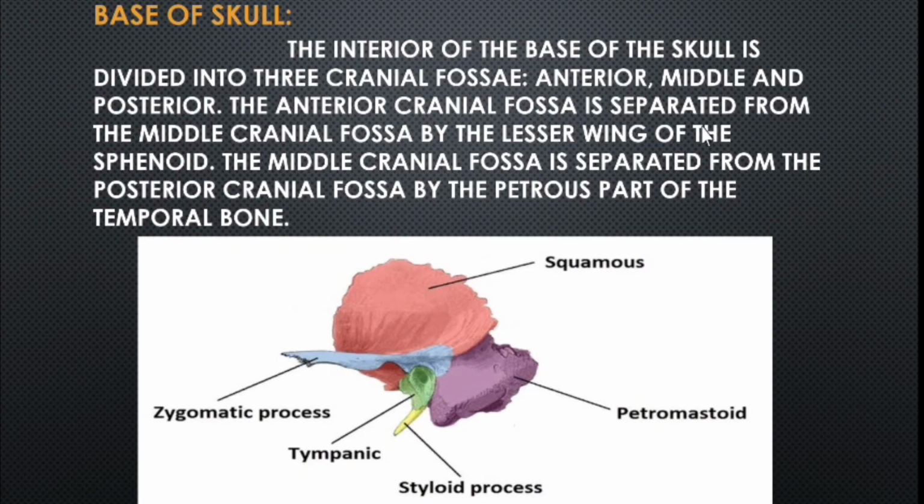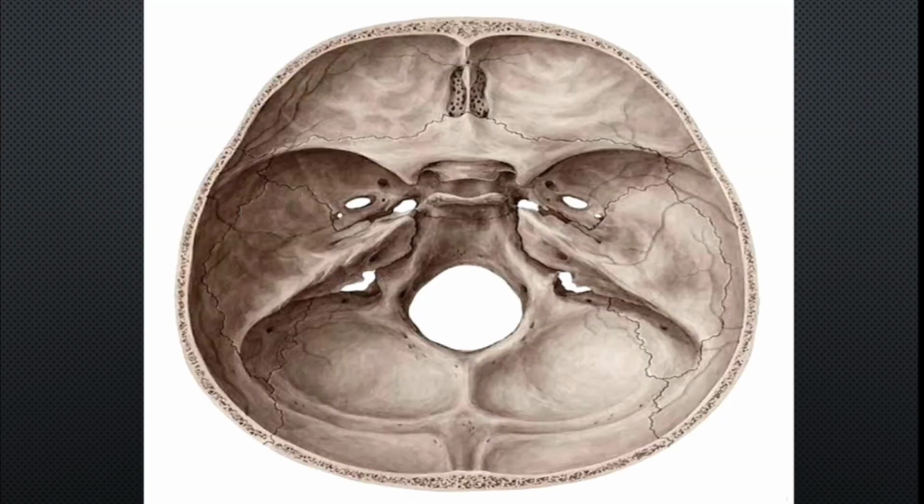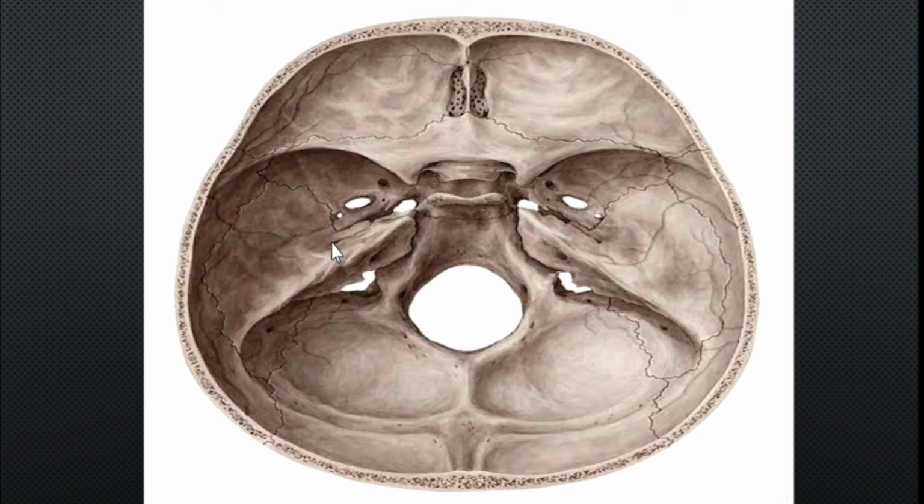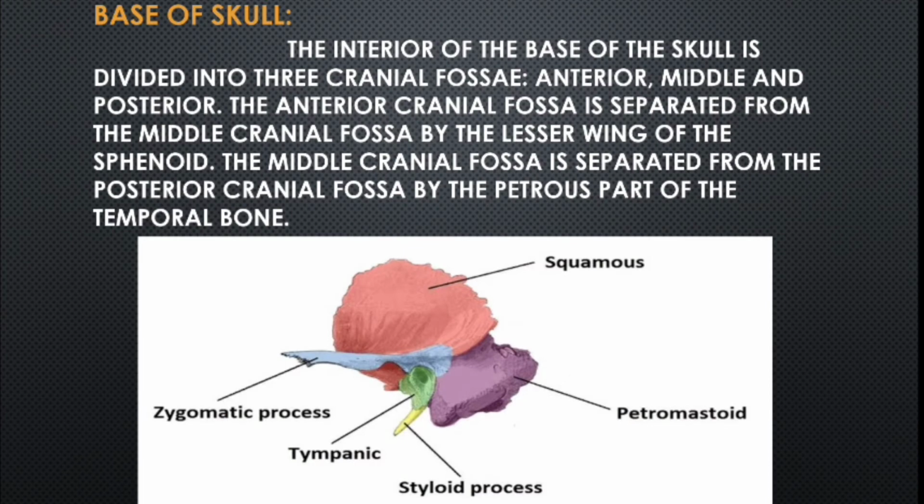The anterior cranial fossa is separated from the middle cranial fossa by the lesser wing of the sphenoid. Here you can see this is the lesser wing of the sphenoid. In the same way, the middle cranial fossa is separated from the posterior cranial fossa by the petrous part of the temporal bone. In this diagram, you can see this is the petrous part of the temporal bone.